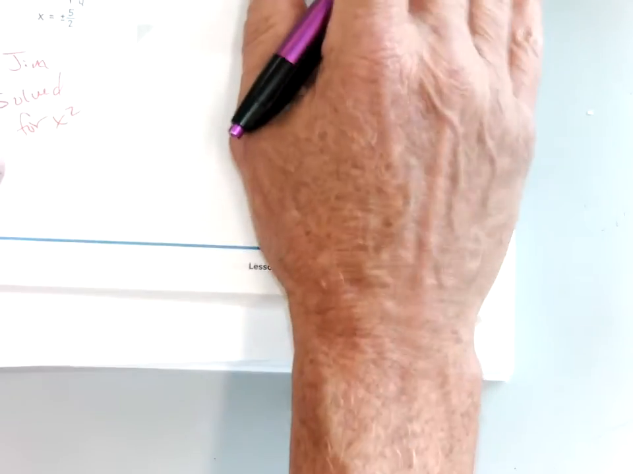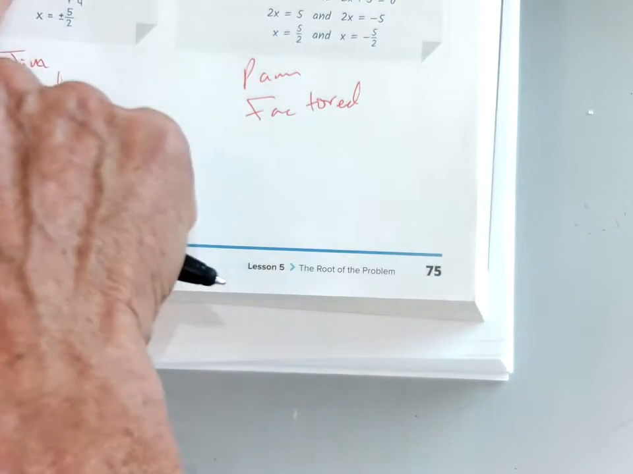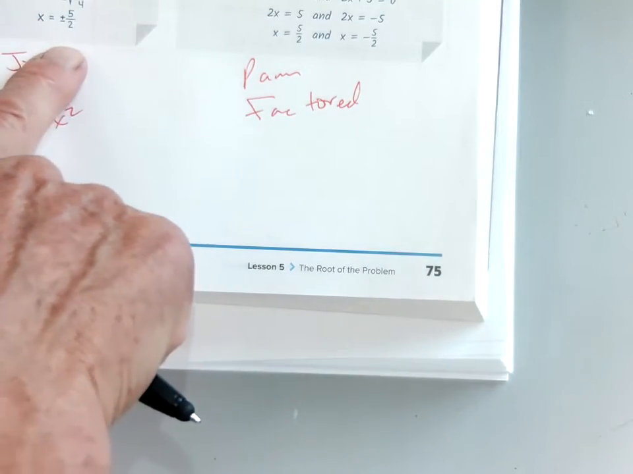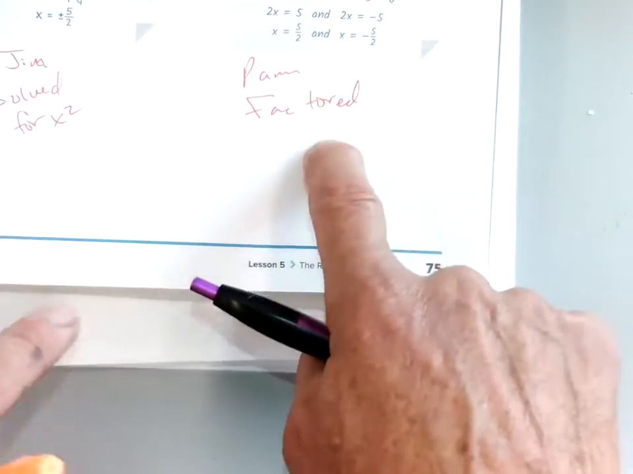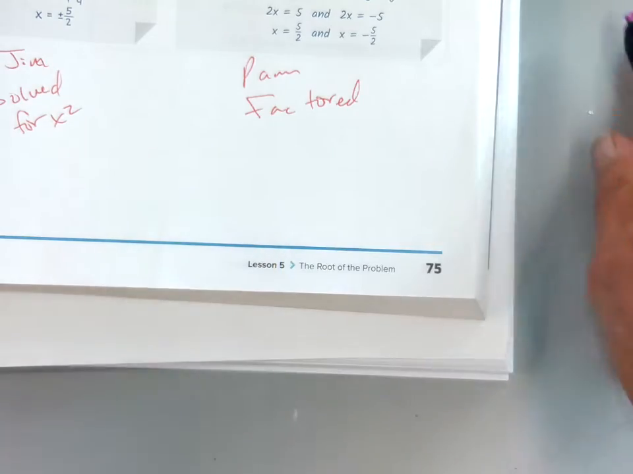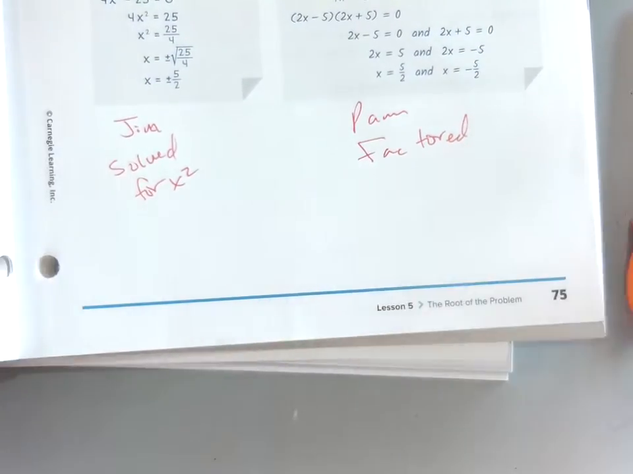And then finally we looked at Jim and Pam. Jim did not factor, but he solved. Yeah, that works. Pam wanted to factor. They got the same answers, one by factoring, one by solving. And both will work. It just depends on whichever technique you want to use.